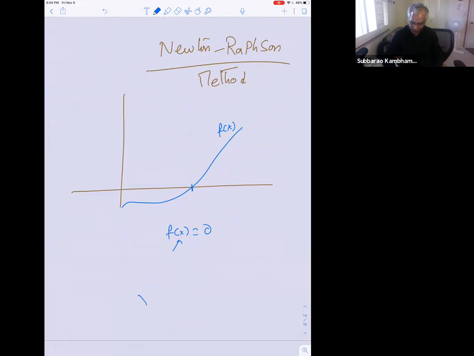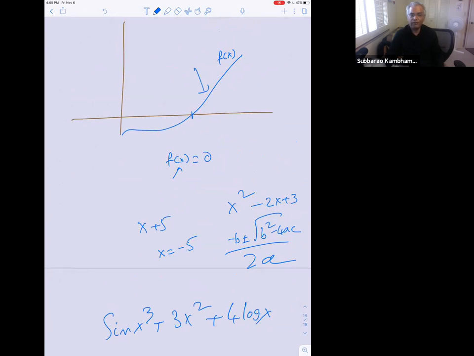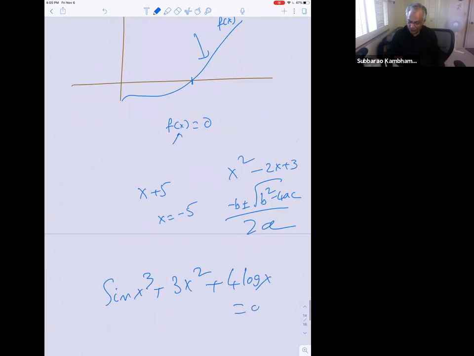But if, for example, the function is x plus 5, then you know that the value of x for which x plus 5 is 0 is x equals minus 5. You also know this for things like x squared minus 2x plus 3, because you remember minus b plus or minus the square root of b squared minus 4ac, by 2a, as the quadratic equation solution. After that, you don't know anymore. Any arbitrary function I give, like sine x cubed plus 3x squared plus 4 log x, where will it hit 0? If it hits 0, how will you solve this equal to 0?